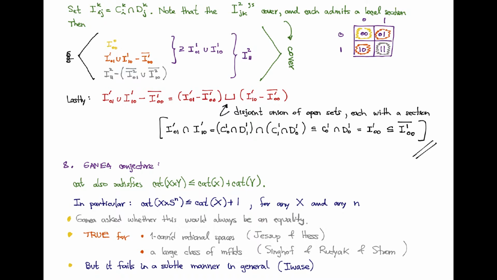For instance, in the rational situation for simply connected spaces, by work of Jessup and Hess, I guess that's the way it is, not sure about the pronunciation of that last name. It is also true for a large class of manifolds, and that's work also of Singhof, Rudyak, and Strom.